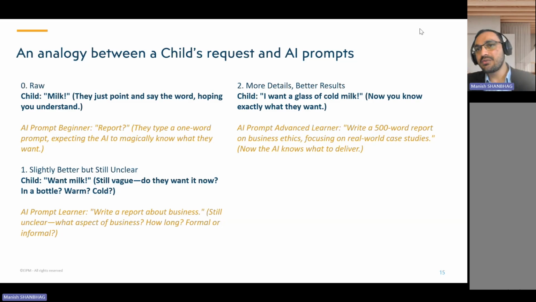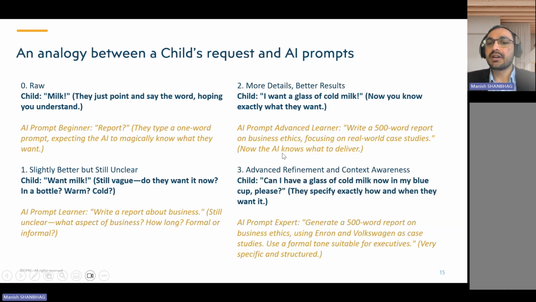You're talking about a 500 word report, you're giving some limitations, it's about business ethics and focusing on real world case studies. So it can pick up some case studies. You don't know which case studies as of now, but the AI now knows what to deliver in a better way, right? Let's go further even. So this is a little bit more advanced, where the child can ask, can I have a glass of cold milk now in my blue cup, please? I've added please to be a bit more polite. The same way, you could do that with the AI as well, right?